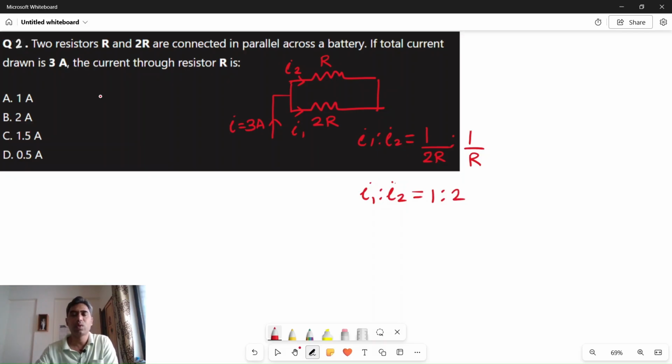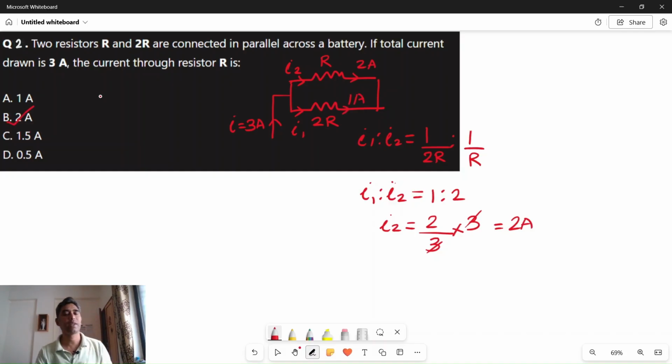So lower resistance, more current; high resistance, less current. We want the current through resistance R, which is I2. So from this, I2 will be equal to 2 divided by 2 plus 1, that is 3, multiplied by the total current, that is 3. So 2 amperes. So here the current will be 2 amperes and here it will be 1 ampere. So the answer is 2 ampere, option second.